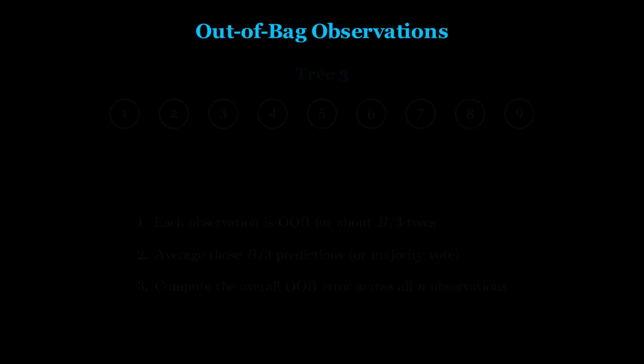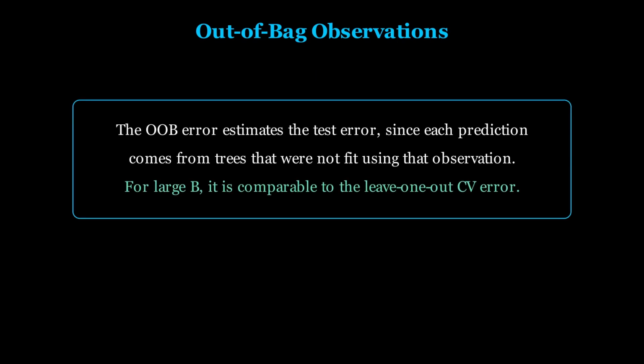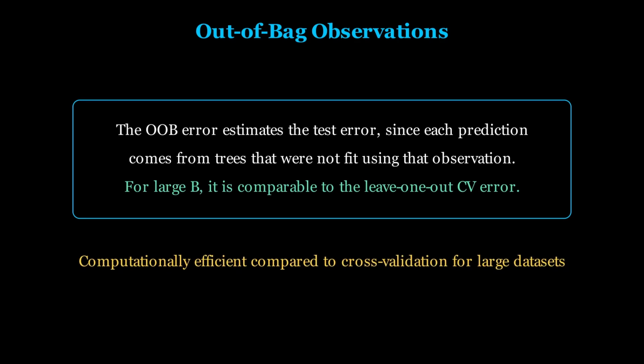The out-of-bag error is a valid estimate of the test error because the response for each observation is predicted using only the trees that were not fit with that observation. For a sufficiently large B, the OOB error is comparable to the leave one out cross-validation error. And unlike cross-validation, the out-of-bag approach requires no additional model fitting, making it computationally efficient for large data sets.